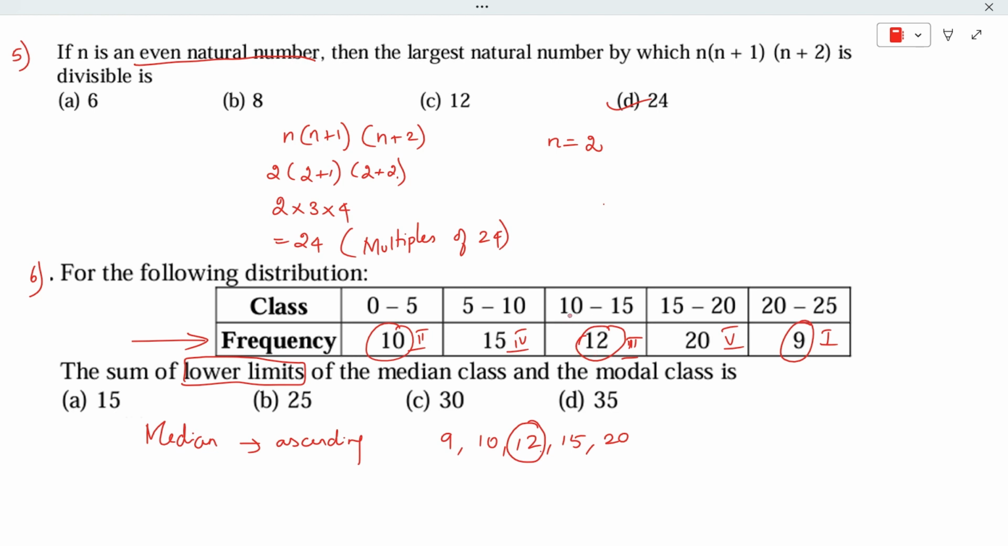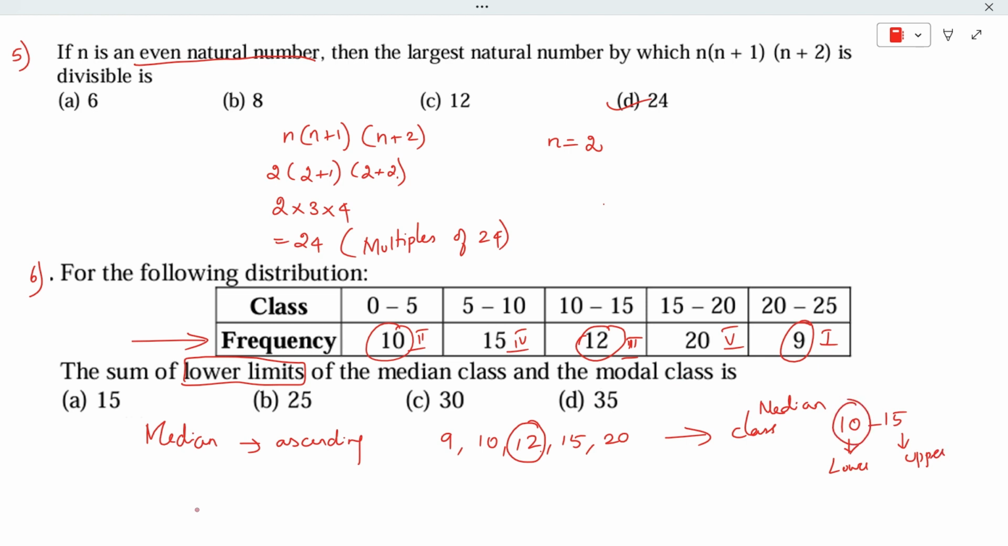So what is the class for the median 12? That is the median class, right? Median class is 10 to 15. So 10 we call the lower limit, and 15 we call the upper limit. So for this I am circling the lower limit.